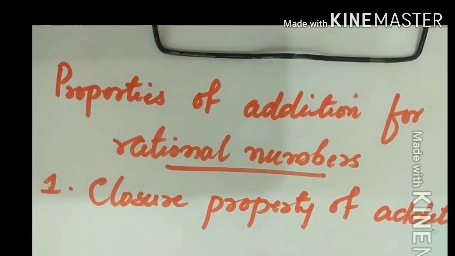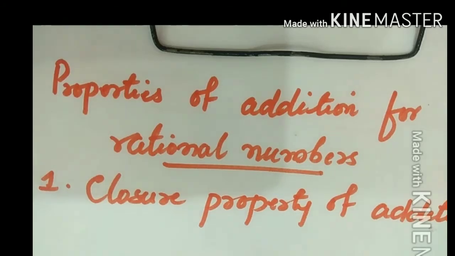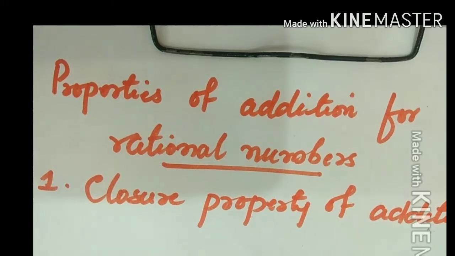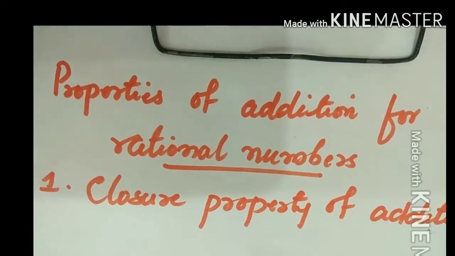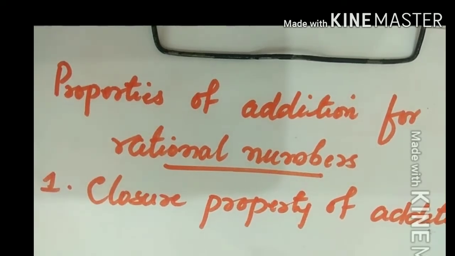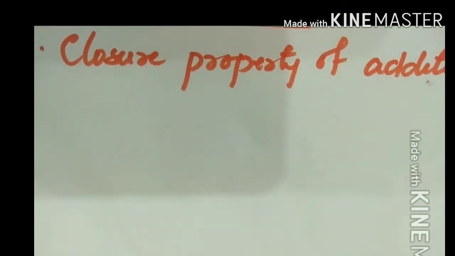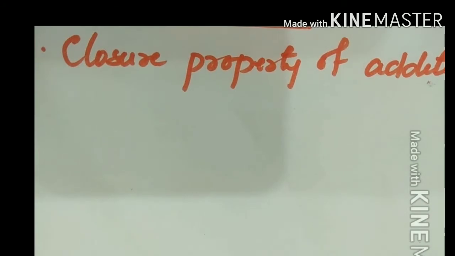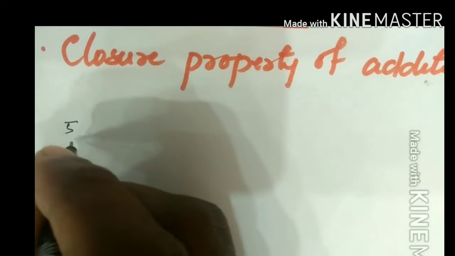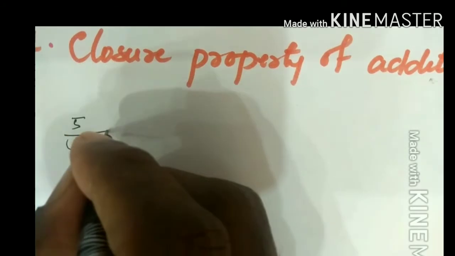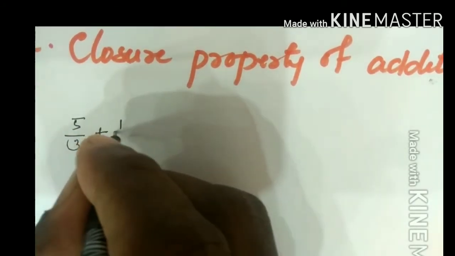Students, you have learned about rational numbers. Now we're going to learn the properties of rational numbers. First of all, we're going to learn the properties of addition for rational numbers. Let's observe the following examples. 5 by 3 plus 1 by 6.